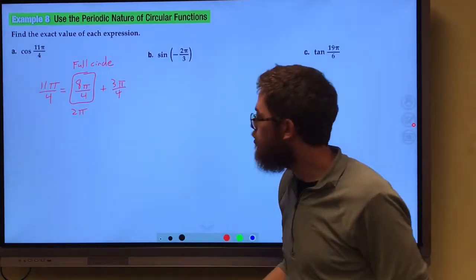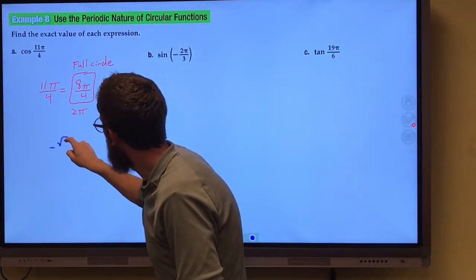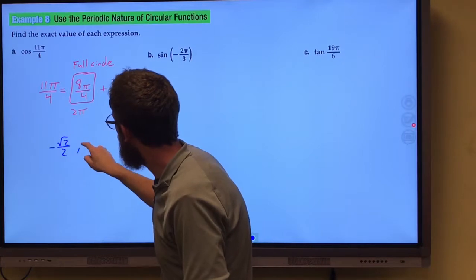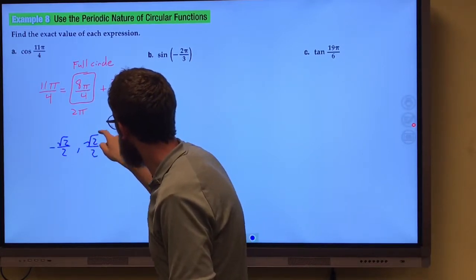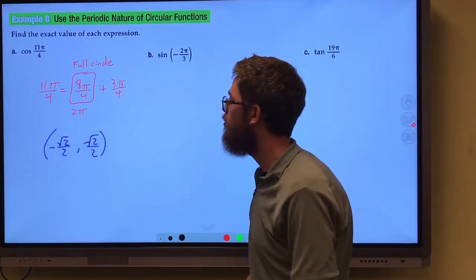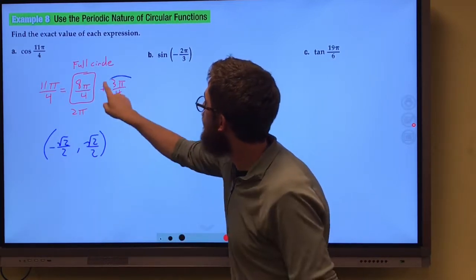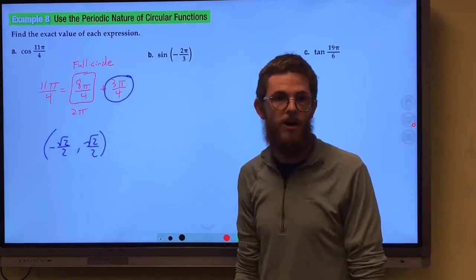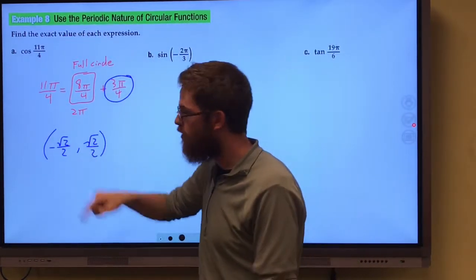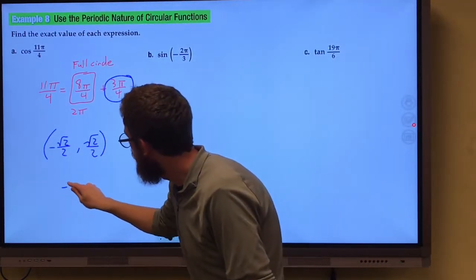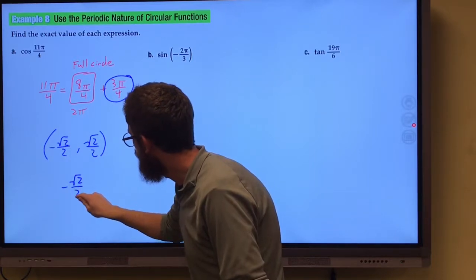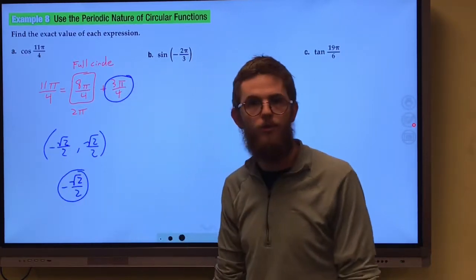And so this would correspond to the point negative square root of 2 over 2, comma, square root of 2 over 2. That is our corresponding point. If we want to find the cosine of 11 pi over 4, which would be the same thing as the cosine of 3 pi over 4, that is going to be our x-coordinate of that point, which is a negative square root of 2 over 2.